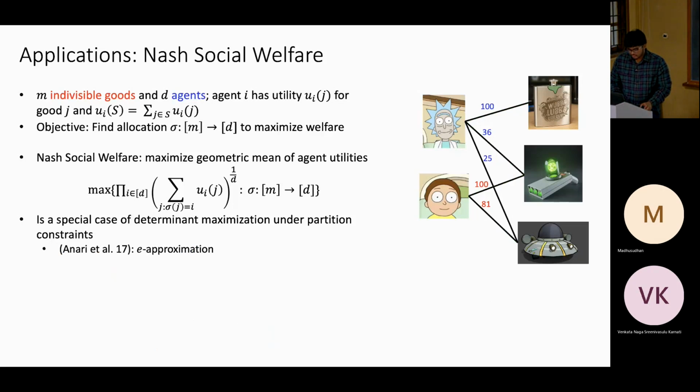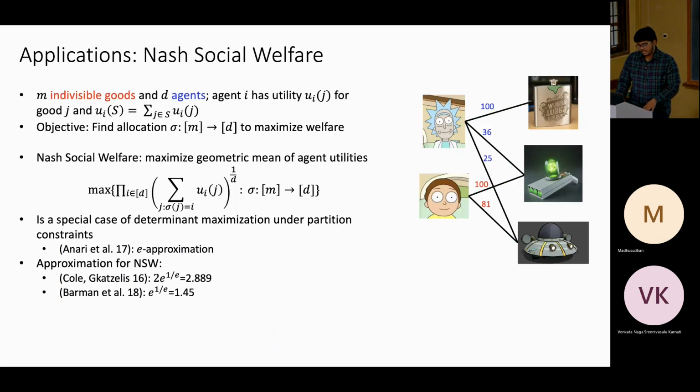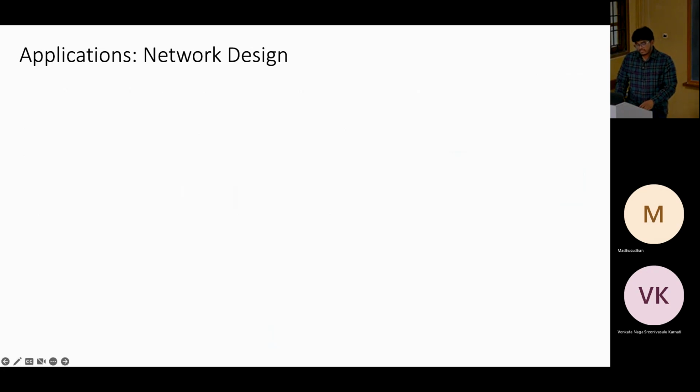This problem is well studied, and there's an e approximation by Anari, Saberi, Shayan Oveis Gharan, Mohit Singh, and others for determinant maximization under partition constraints, and that also gives e for this problem. And just for Nash social welfare, you have a 2e^(1/e) approximation by Cole and Gkatzelis, who studied finding fair and efficient allocations. So that gives this e^(1/e) approximation. That's the best right now, to my knowledge. And this is APX-hard.